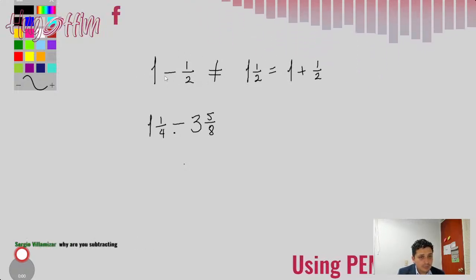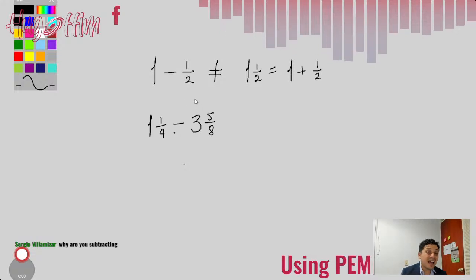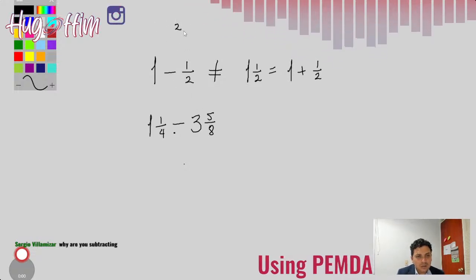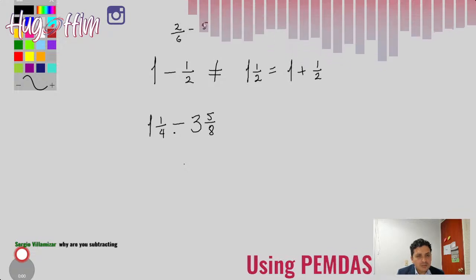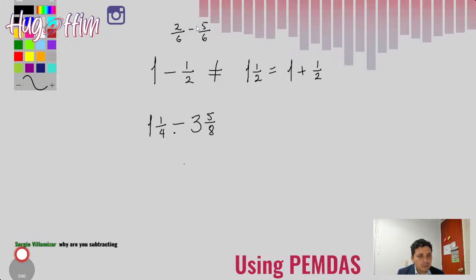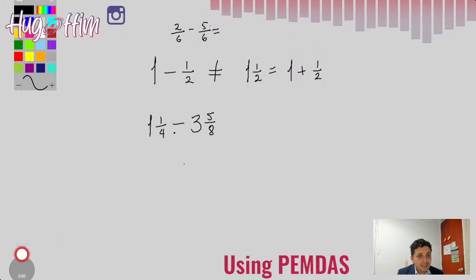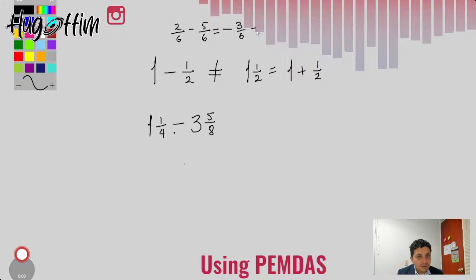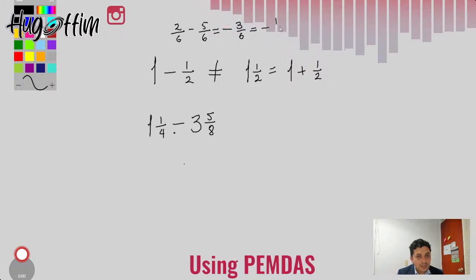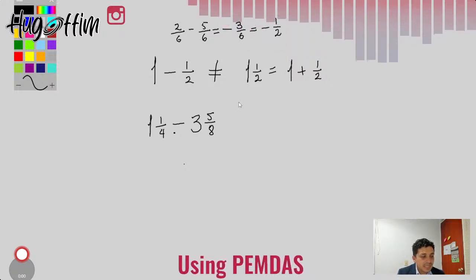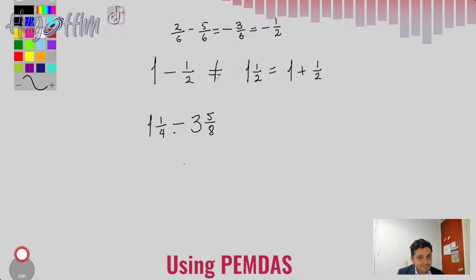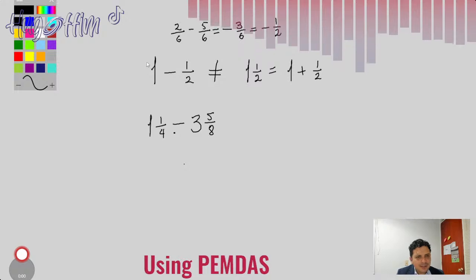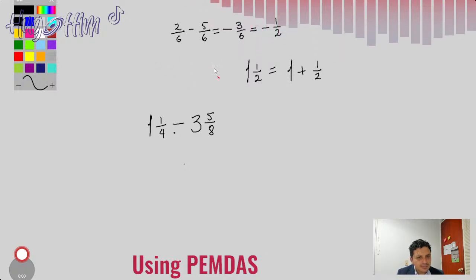Why I got subtracting in the last exercise is because, if I'm not wrong, you got 2 over 6 minus 5 over 6. So 2 minus 5 is negative 3 over 6. And if you simplify it, you get negative 1/2. This is why. And the whole numbers are not negative, they are positive. Maybe if I do this exercise, you can understand it.